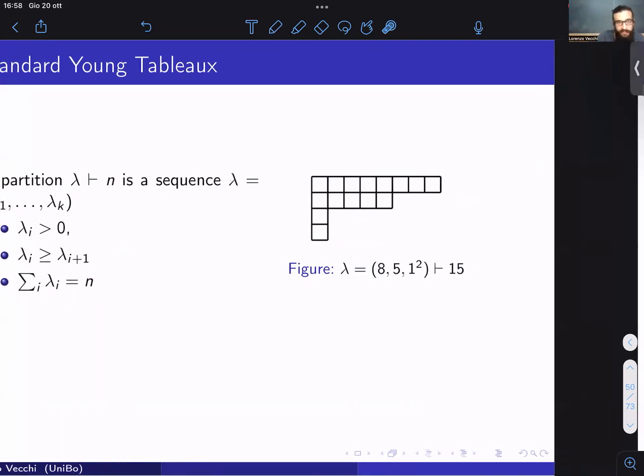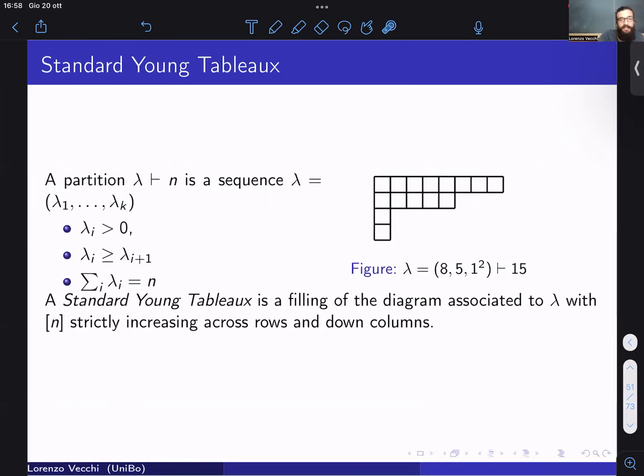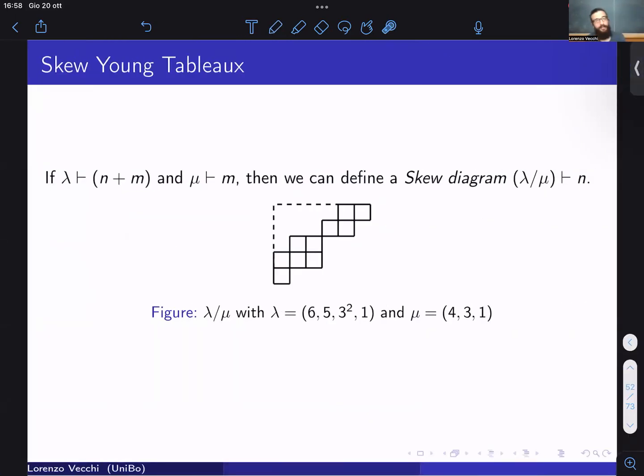And an interesting thing we can do with these diagrams is we can try to fill the diagram using all the numbers from 1 to n in such a way that all the rows and all the columns are strictly increasing. And any of these fillings is called a standard Young tableau. A second thing we can do with Young tableaux is we can take a partition of n plus m, a partition of m, and then if the diagrams satisfy some nice properties, we can define a skew diagram that looks like this.